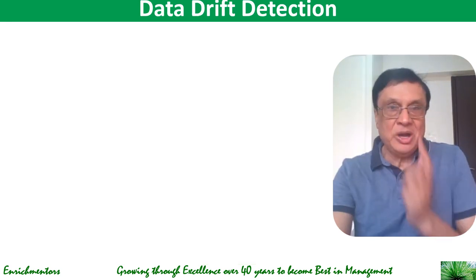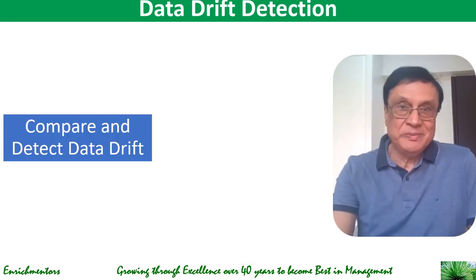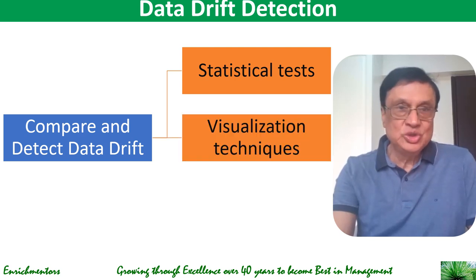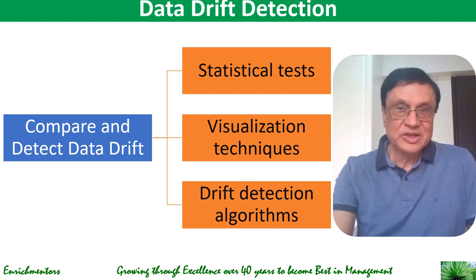Then you need to monitor the data drift. That's one of the things that can throw your model out of gear: data drift, or changes in the distribution of input data over a period of time. And there you need to compare the incoming data to historical data and detect deviations that may impact the model performance. And you can use statistical tests, visualization techniques, and drift detection algorithms to identify the data drift.